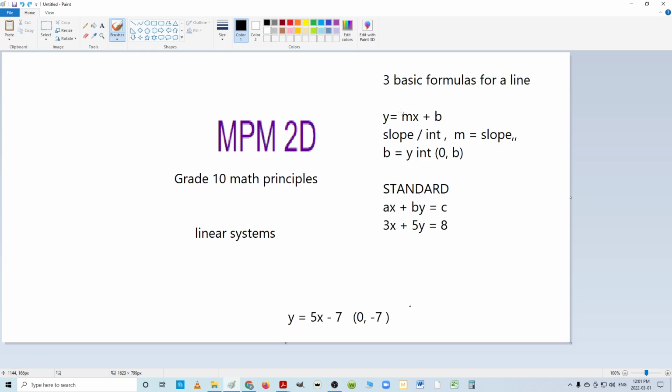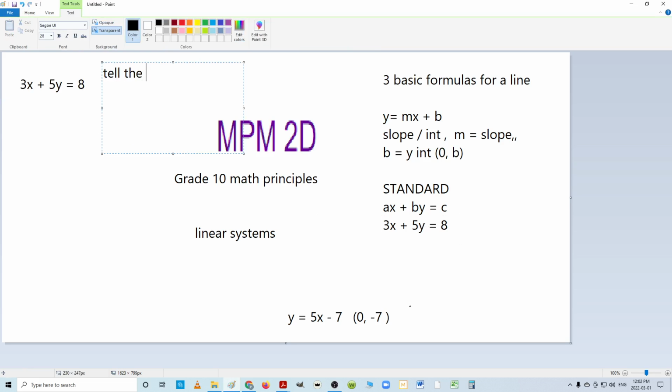So how do we do it? Well, obviously I've got to get y all alone, and you have to learn some algebra. What I like to do, if I'm trying to get y all alone, is tell the story of y in BEDMAS order. What's happening to y in BEDMAS order? First, it's being multiplied by 5.